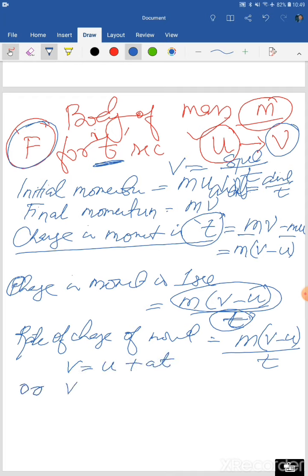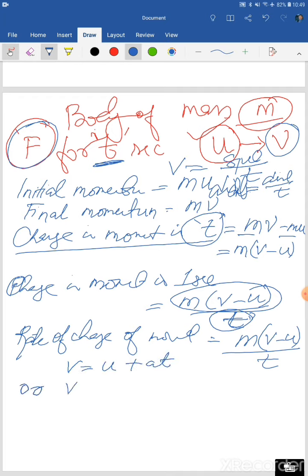So today we got two relations. One is linear momentum equals mass into velocity, whereas rate of change in momentum is mass into acceleration. So if you multiply mass with acceleration you will get rate of change in momentum, whereas if you multiply mass with velocity you will get linear momentum. Is that okay?